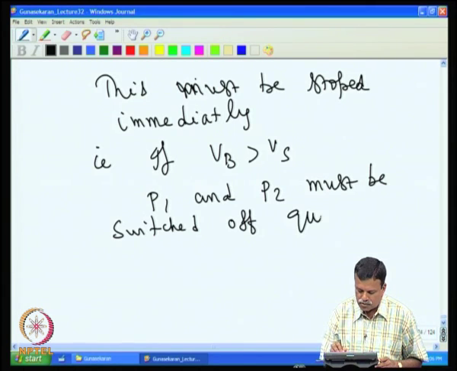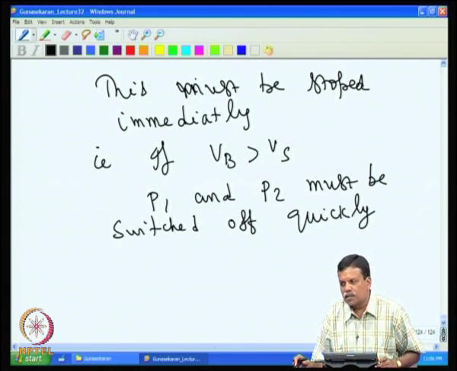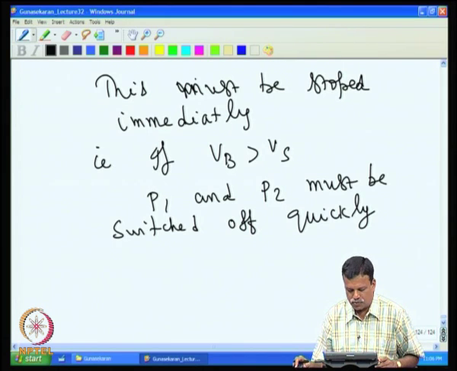So it is essential that one measures the voltage of the panel and the battery very rapidly, takes a decision, and then switches it off at once.